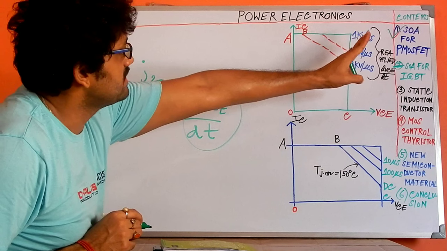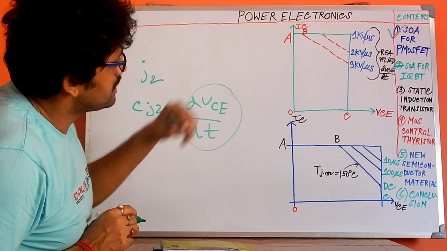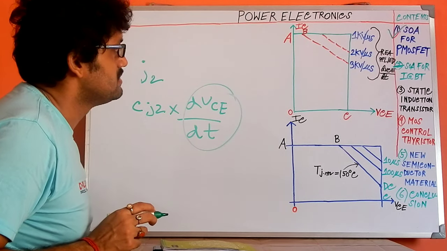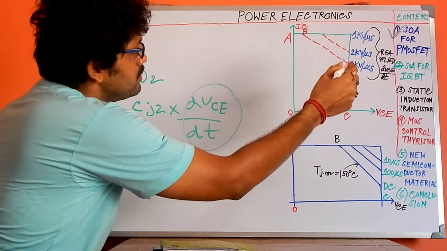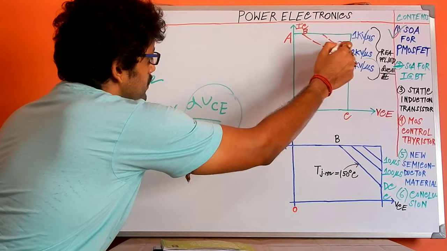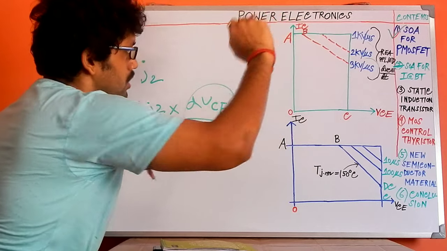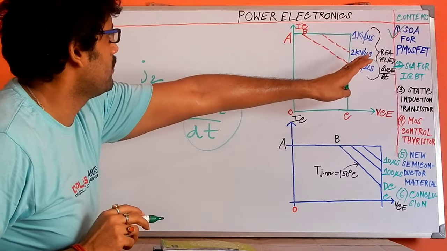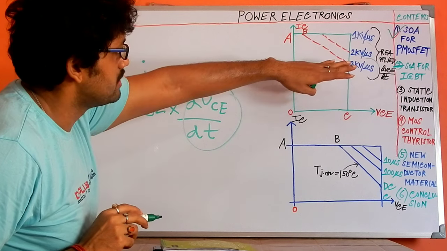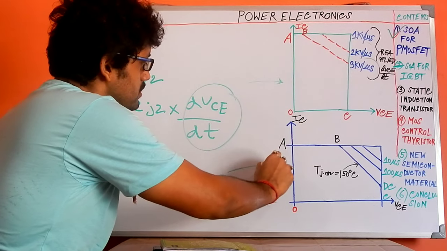So here on the right hand side, you can see that for further increase of the dVCE dt, the area is decreased, or the reverse bias safe operating area is decreased. Okay, so I have told you for this value, the safe operating area is this one. And for this value of the dVCE dt, the reverse biased safe operating area is this one, and so on. You can see that for further increase of this value dVCE dt, the reverse biased safe operating area is decreased over there. Okay, so this is for the reverse biased operation and this is for the forward biased operation.